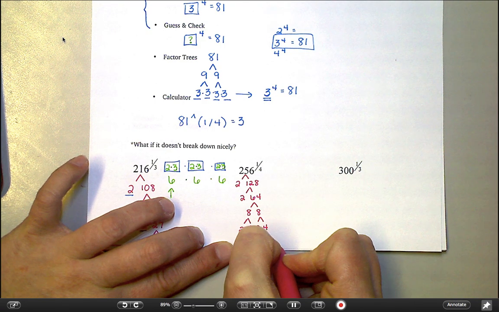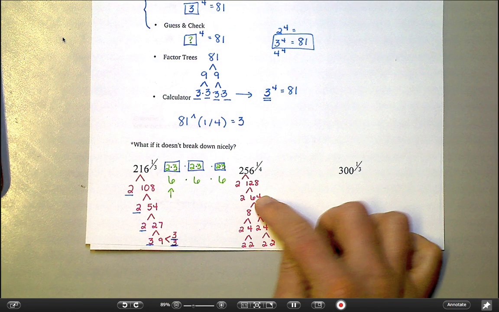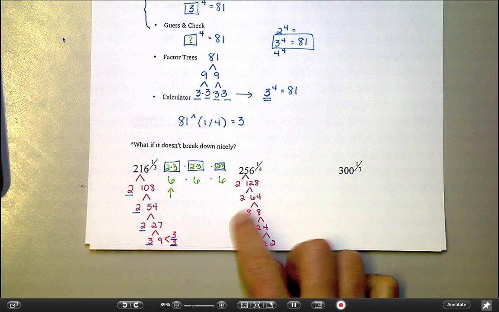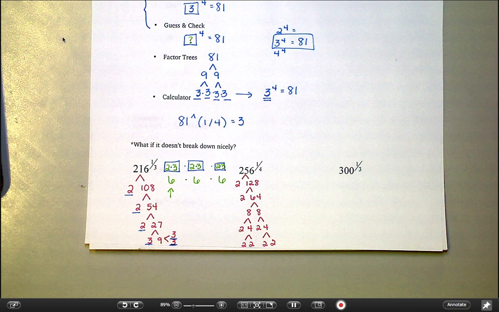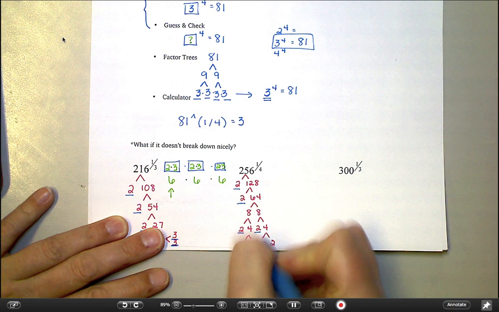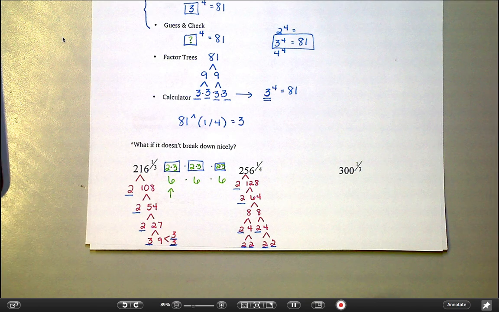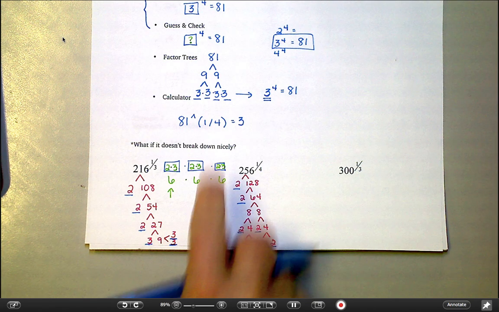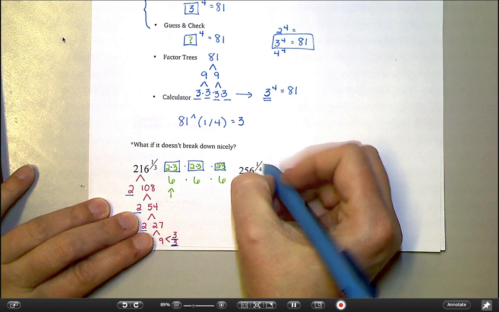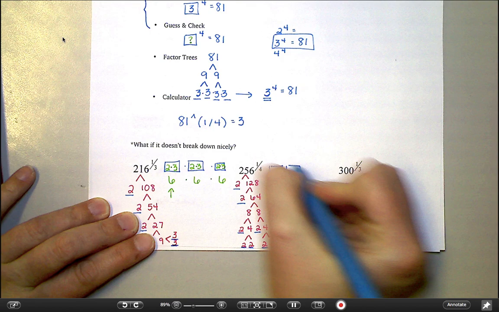You may have chosen to go a different way with this factor tree. You may have, here at 64, kept dividing by 2s and gone 2 and 32, and then 2 and 16, and so on. It shouldn't matter, okay? You should end up with the same numbers on the bottom branches of the tree, no matter how you break it up, as long as you're mathematically accurate, okay? So we are looking for 256 to the 1/4 power, meaning I need 4 boxes here.